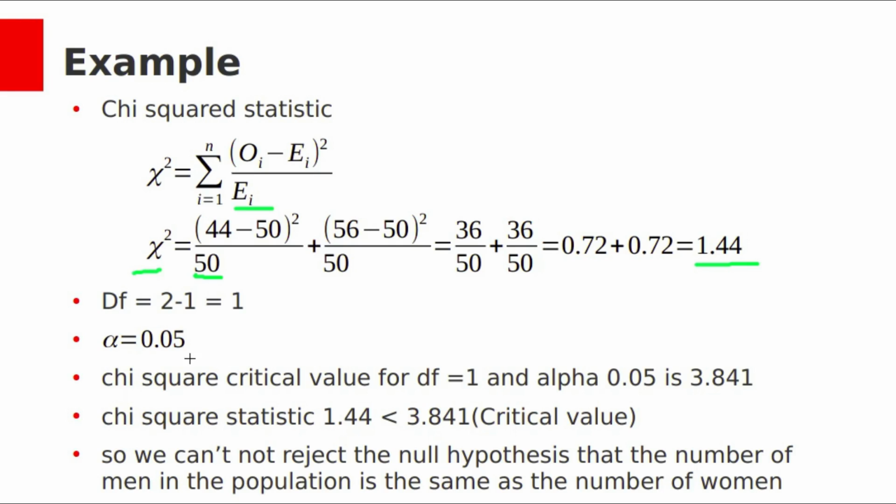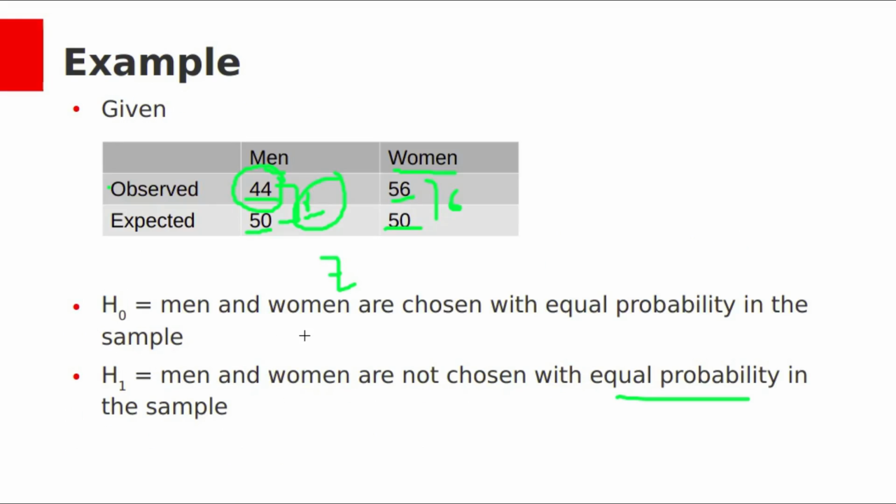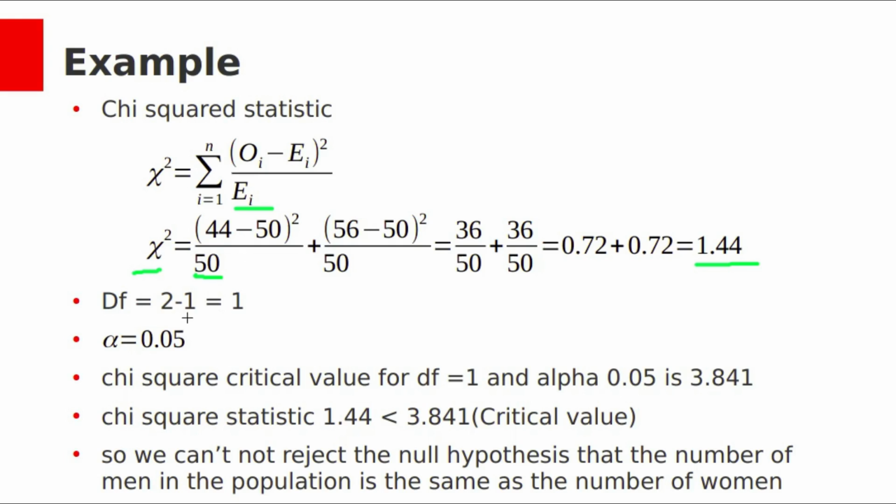The second step is we need to calculate the degree of freedom. Here we have two groups, men and women, but we know that the total sample size is 100. So if we know the men's count, suppose it is 45, then there is no freedom for women, it should be 55, because the total of men's count and women's count should be 100. So the degree of freedom for this statistic is 2 minus 1. It is 1. And let's consider alpha 0.05, which means 95% confidence level.